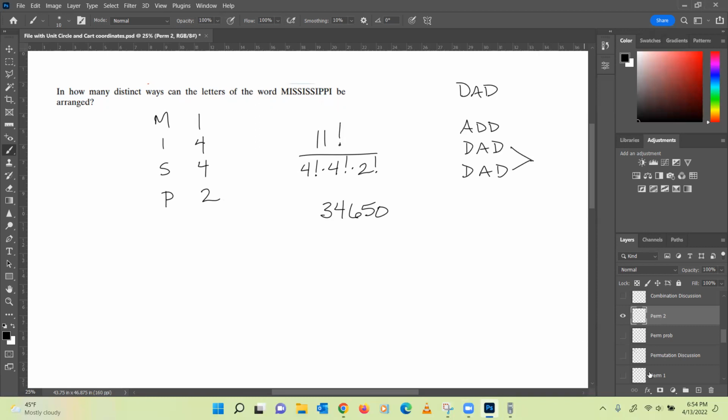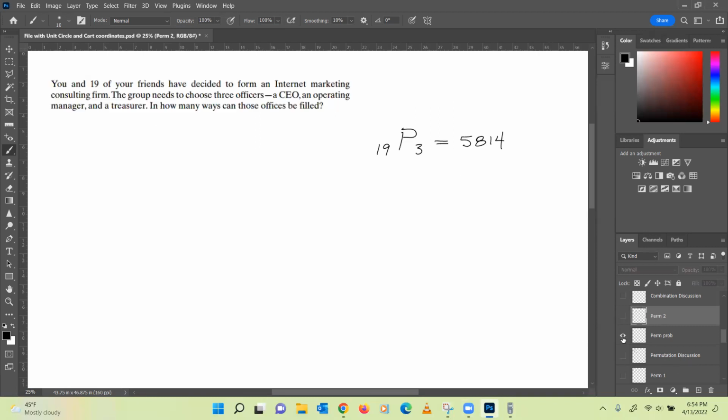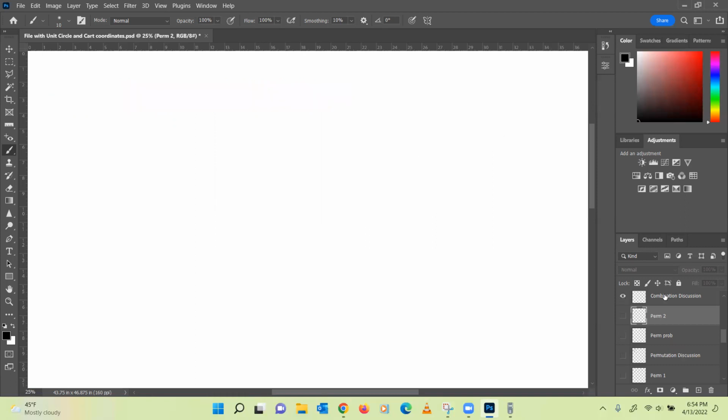Order mattered for that last problem, where we had the 3 officers, because the person filling a CEO position doesn't do the same kind of work as somebody who's an operating manager. You want very particular people in there doing those jobs. So we're not just going to pick 3 people and, okay, you guys pick which one you want. We're going to put the best people in the best position for them. So order clearly matters. Well, sometimes order doesn't matter. Sometimes it's okay either way.